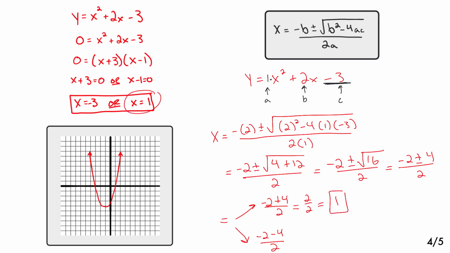Hey, what do you know? It matches with one of the answers we got. The other one, negative 2 minus 4 is negative 6. Negative 6 divided by 2 is negative 3. What do you know? That's the other answer we got. 1 and -3. So this is just another technique. However, I highly recommend that you memorize this one because it's the only technique I've provided besides completing the square that always works.